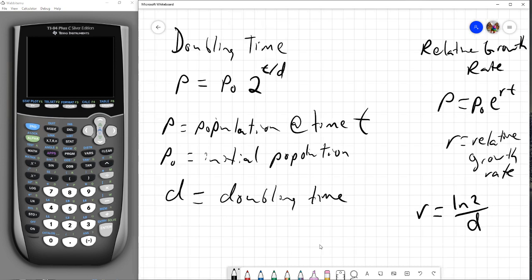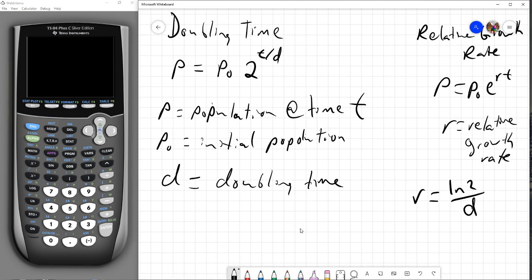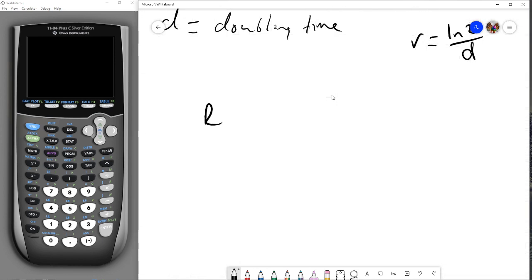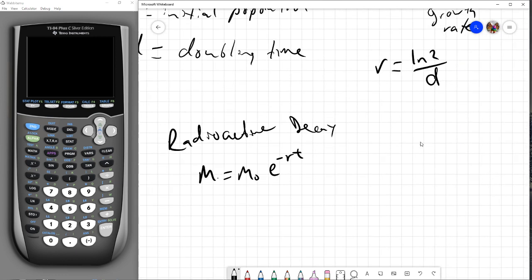Alright. And then we looked at radioactive decay, and it's literally going to be the same equation again. So notice that relative growth rate, continuously compounded interest, and radioactive decay are just three ways of reinterpreting the exact same equation. So radioactive decay, you have your mass is equal to your initial mass, e to the negative rt. Same equation.